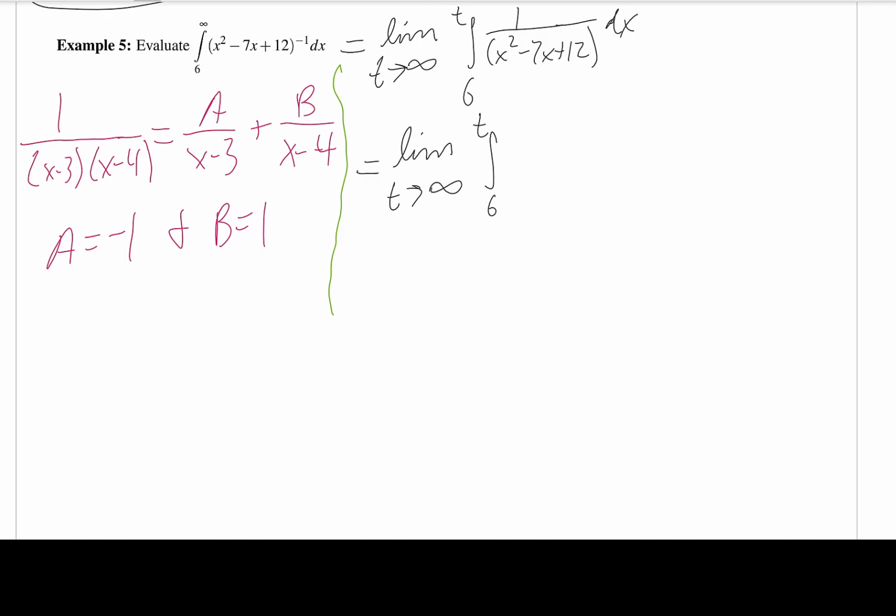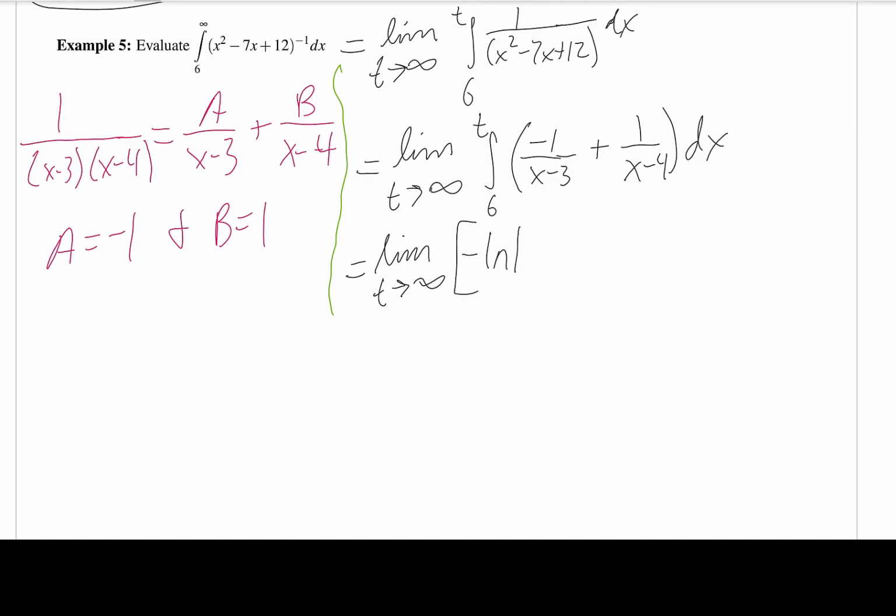So this is still 6 to t. And then I should have negative 1 over x minus 3 plus 1 over x minus 4 dx. So this is the limit as t goes to infinity. And now I'm going to go ahead and integrate this. So negative 1 over x minus 3, that would be negative natural log absolute value x minus 3 plus natural log absolute value x minus 4 from 6 to t.